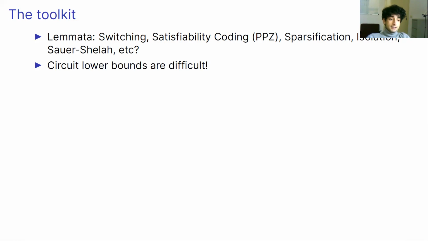What do we know in bounded depth circuits? Well, we have some tools. We have the switching lemma, the satisfiability coding lemma of PPZ and its strengthening in PPSZ, the sparsification lemma, the isolation lemma, and the Sauer-Shelah lemma has been used several times, and so on. And this seems to be, well, maybe I'm missing something, but this is pretty much our toolkit. And you know, we have proved whatever we could prove so far with them.